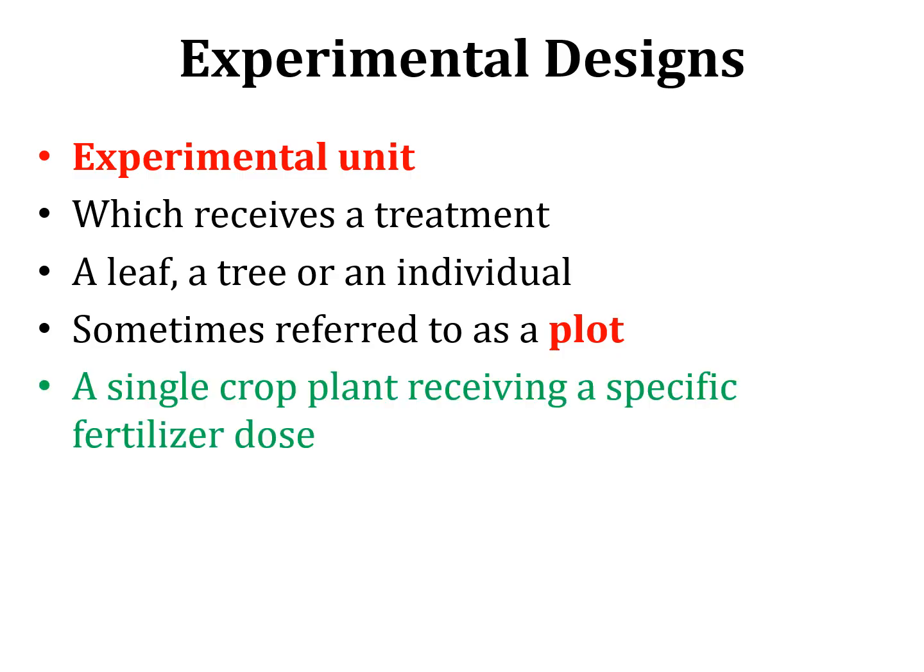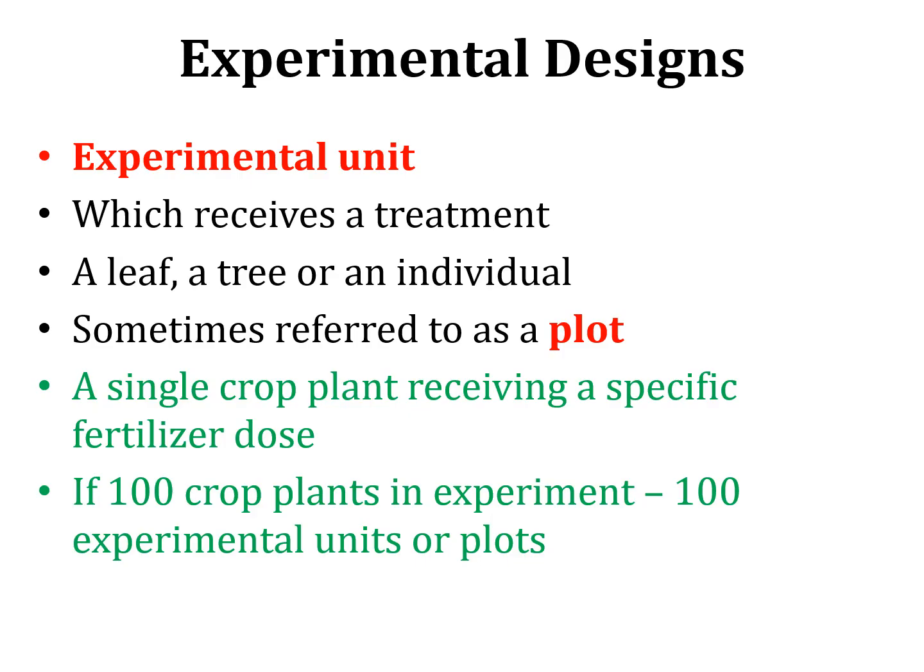So in the example that we are following, the experimental unit could be a single crop plant receiving a specific fertilizer dose. Now remember one thing: we are not talking about a group of plants or a group of objects, we are talking about a single experimental unit, right? A single experimental unit that is going to give us a single response, a single observation. So a single crop plant receiving a specific fertilizer dose is an experimental unit in this case. If you have 100 crop plants in your experiment, that means you have 100 experimental units or plots, right?